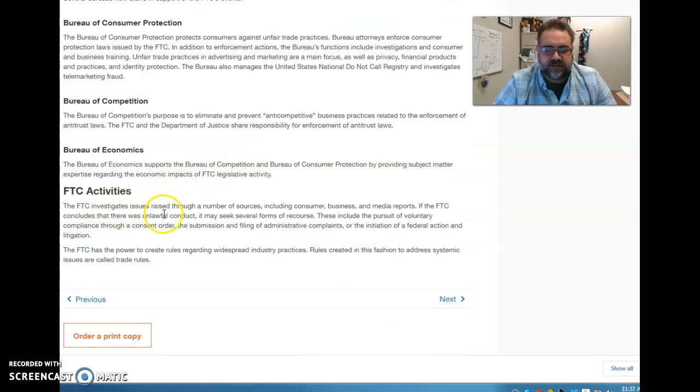The FTC investigates issues raised through a number of sources, including consumer, business, and media reports. If the FTC concludes there was unlawful conduct, it may seek several forms of recourse. These include the pursuit of voluntary compliance through a consent order, the submission and filing of administrative complaints, or the initiation of a federal action and litigation. The FTC has the power to create rules regarding widespread industry practices. Rules created in this fashion to address systemic issues are called trade rules.